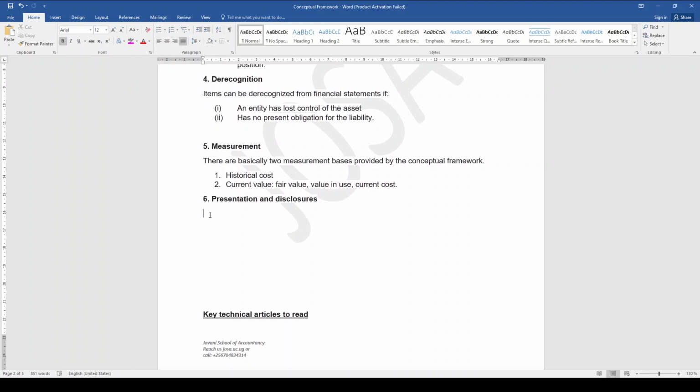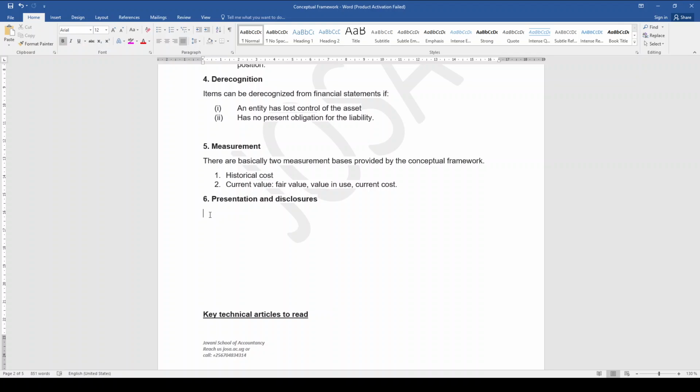Those who are sitting in March, I'm sure you've discussed and you are aware that revaluation surplus under IAS 16 is an item that we cannot take back to profit or loss, but rather take it to statement of changes in equity under revaluation reserve.